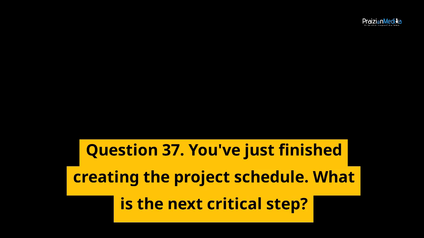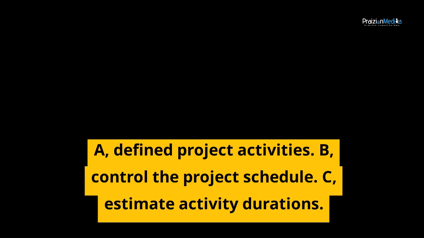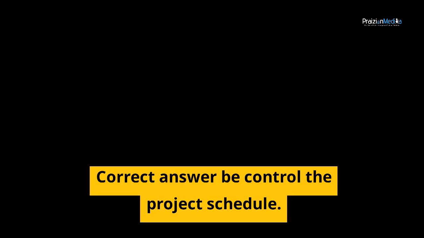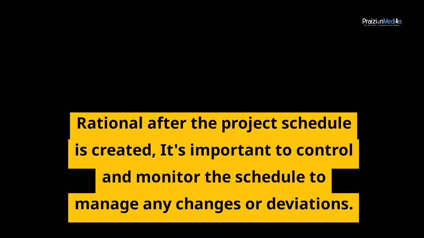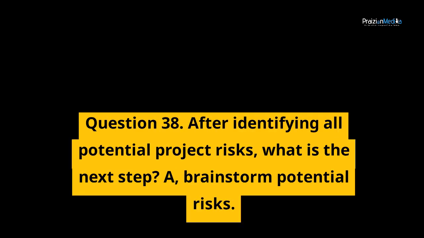You've just finished creating the project schedule. What is the next critical step? A. Define project activities. B. Control the project schedule. C. Estimate activity durations. Correct answer, B. Control the project schedule. Rationale. After the project schedule is created, it's important to control and monitor the schedule to manage any changes or deviations. Question 38. After identifying all potential project risks, what is the next step?